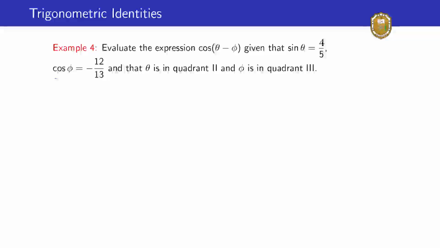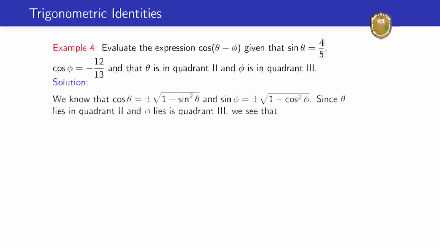So using the identity sin² theta + cos² theta is equal to 1, we can write cos² theta as cos² theta is equal to 1 - sin² theta, and therefore cos theta is equal to plus or minus the square root of 1 - sin² theta. Similarly, sin phi is equal to plus or minus the square root of 1 - cos² phi.